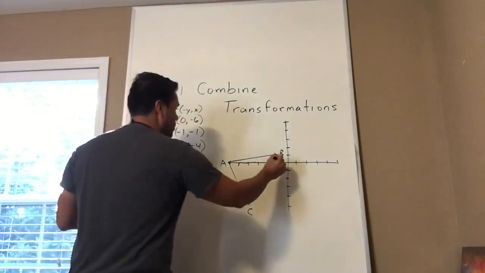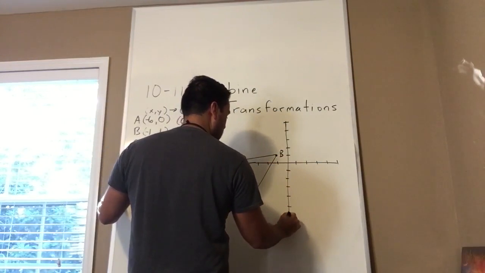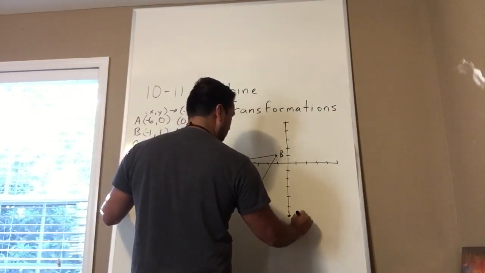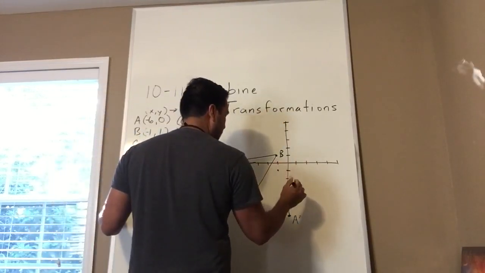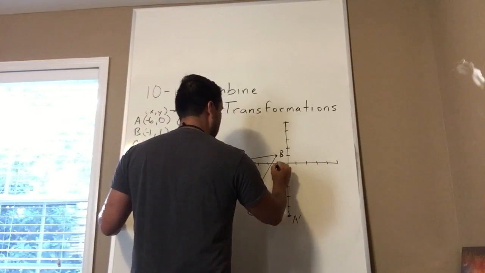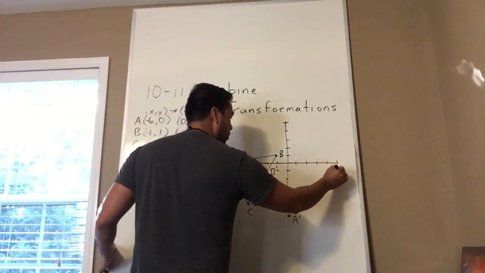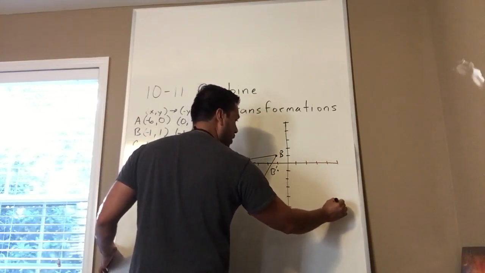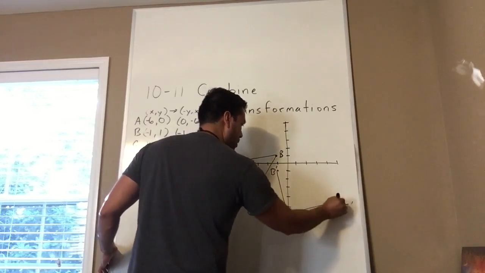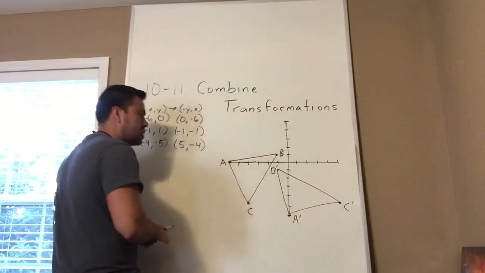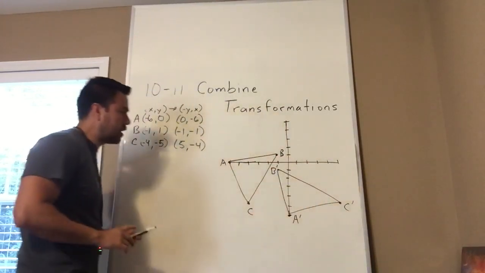So let's go ahead and graph those. 0, -6. That's going to be my A prime. -1, -1. That's going to be my B prime. And then 5, -4. That's going to be my C prime. And that's a rotation 90 degrees counterclockwise.